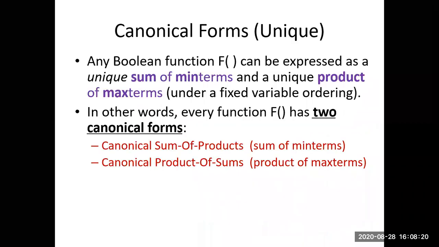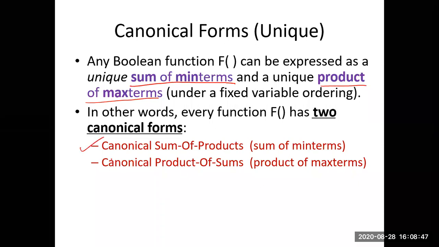Okay, so now we are going to canonical forms. Any Boolean function can be expressed as a unique sum of minterms or product of maxterms. So we can write any expression, any Boolean function, or any truth table in these two forms. We are dividing our canonical form into two parts.